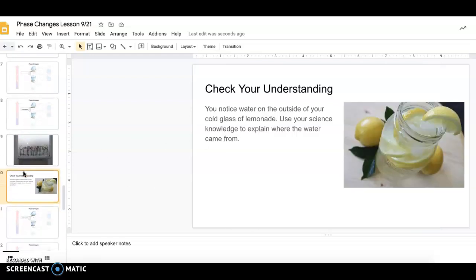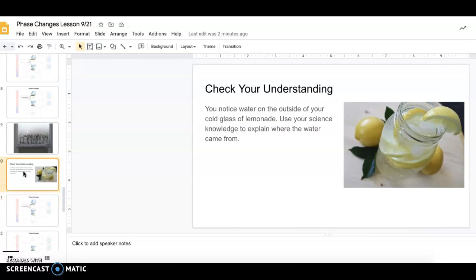We're going to do a check for understanding in class. We're going to talk about it. You notice water on the outside of your cold glass of lemonade. You use science knowledge to explain where this water came from. So these little droplets, you may have experienced that before. A lot of people commonly think that, oh, somehow the water is going from the inside of the glass to the outside. That's incorrect. That's not what's happening.